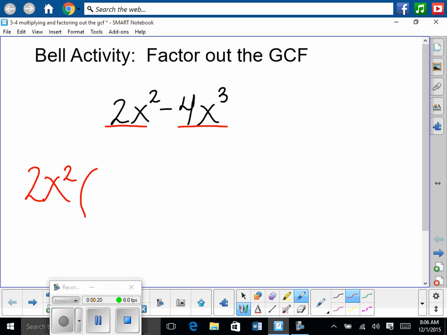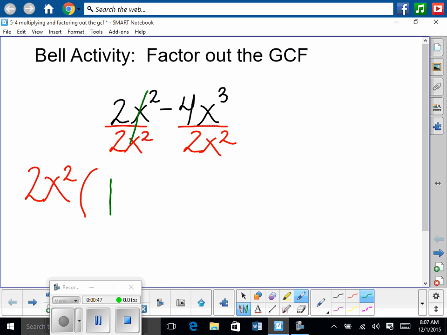Now don't forget to write on the outside what you pulled out. Now we're going to go back, divide each term by 2x squared and see what's left. Now there's a lot of common errors in this one, and I'm urging you not to make them. 2x squared divided by 2x squared is a what? 1. So this term became a 1. You've got to write the 1's in there. If you didn't write a 1, it would be 0. And that's not correct.